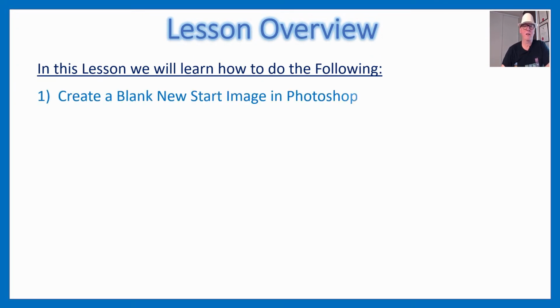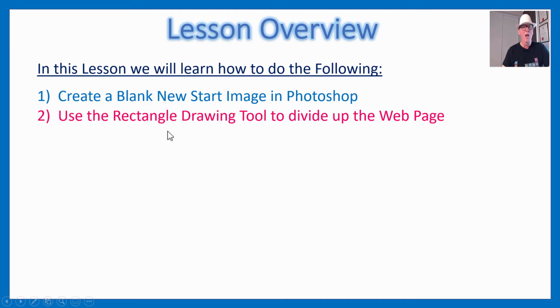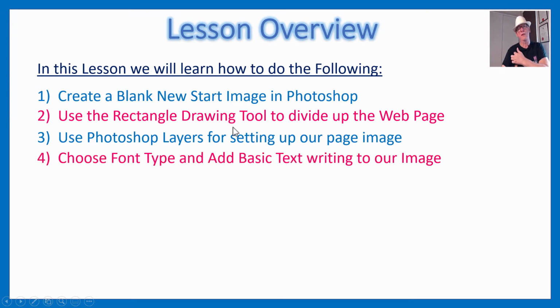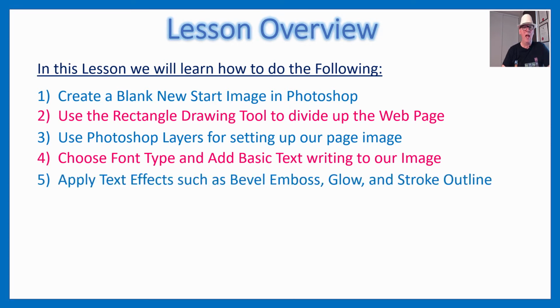All right, so in this lesson, we're going to learn how to do the following. Create a blank new start image in Photoshop, because we're going to assume that you have not used Photoshop before. We're going to use the rectangle tool drawing to divide up the web page into some sections. Then we'll have Photoshop layers after we've done that. And then we'll set up our page image in the layers. We're choosing a font type and adding some basic text just to do our writing. And we're going to apply text effects such as Bevel, Emboss, Glow, and Stroke Outline.